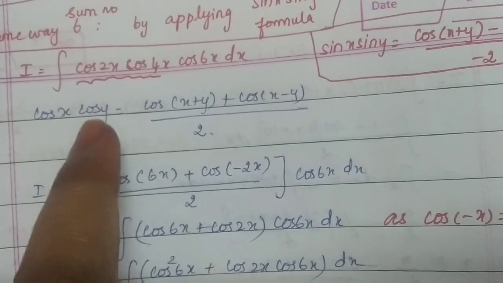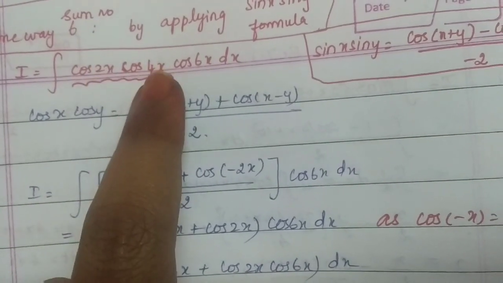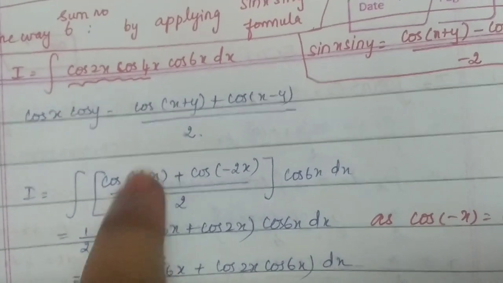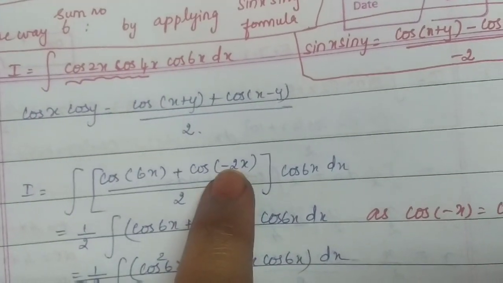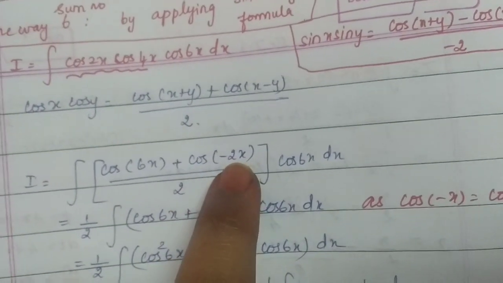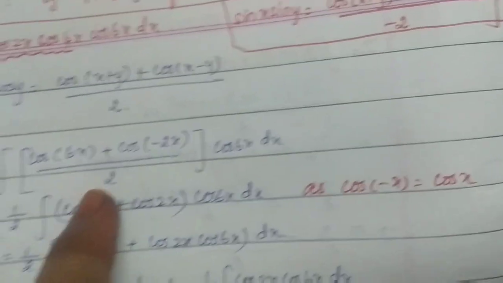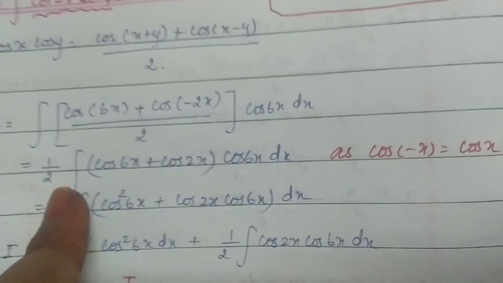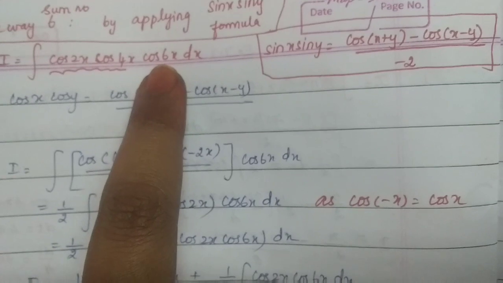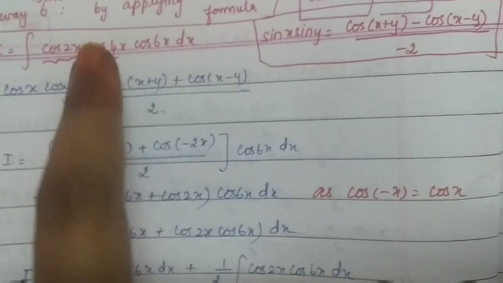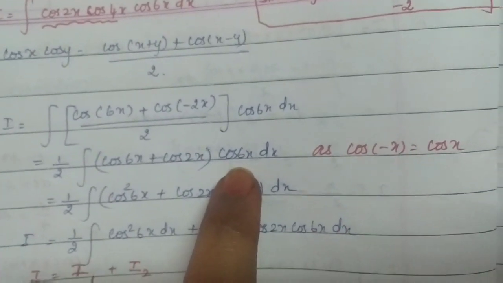So we are taking cos x cos y. When you apply this, 2x plus 4x, you will be getting cos 6x. That's the first term. The next term is cos of 2x minus 4x, which is minus 2x. Therefore cos of minus 2x is nothing but cos 2x. So I am writing cos 2x as it is. 1 by 2 you can take outside, out of the integral. Cos 6x plus cos 2x, and this cos 6x is there in the integral itself. For this only we are applying this formula. Then cos 6x is there, so we are writing it as it is.